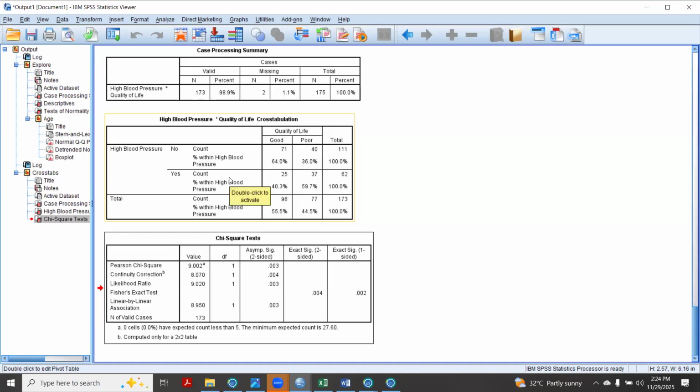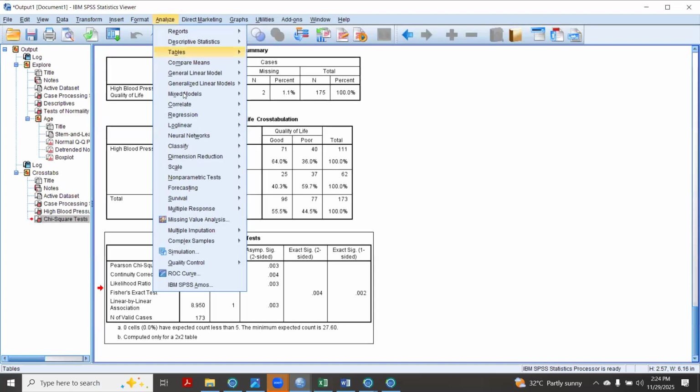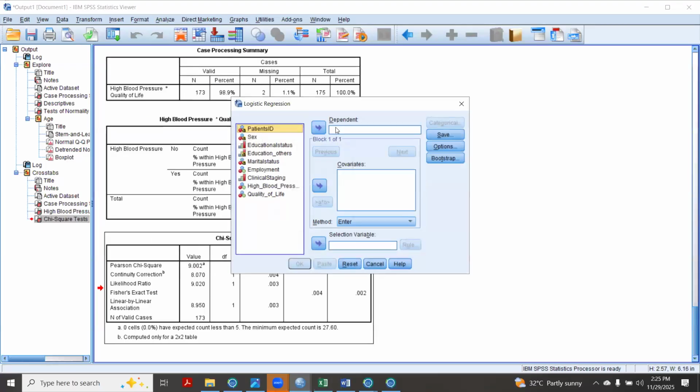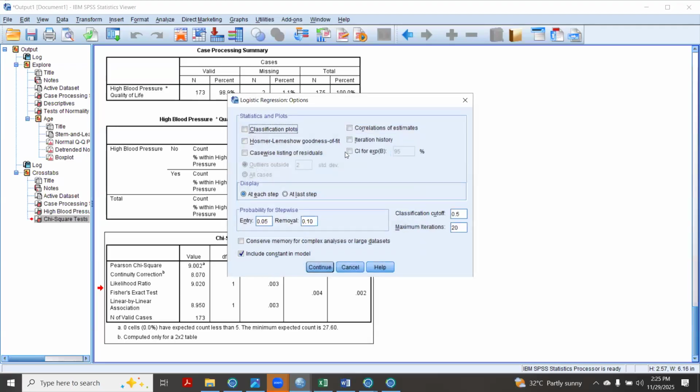So let's do the odds ratio now. That's the crude odds ratio for this chi-square. You go to analyze. It is regression now for SPSS. Regression, binary logistic regression, not the multi. The multi is when you add so many because you're testing for confounders. So the binary logistic regression. Now, your dependent is the quality of life. Then we are checking for high blood pressure. So all you need to do is to check the 95% confidence interval. That's all. And you're good to go.